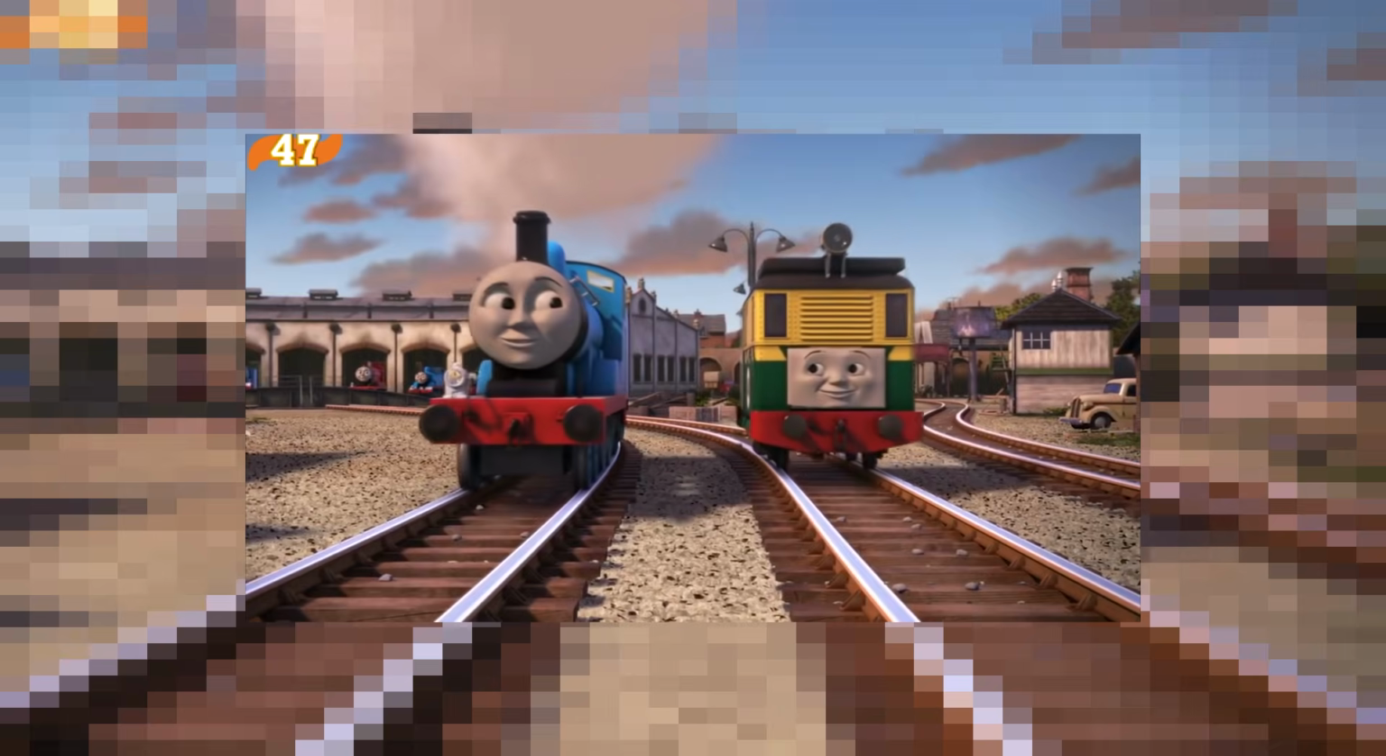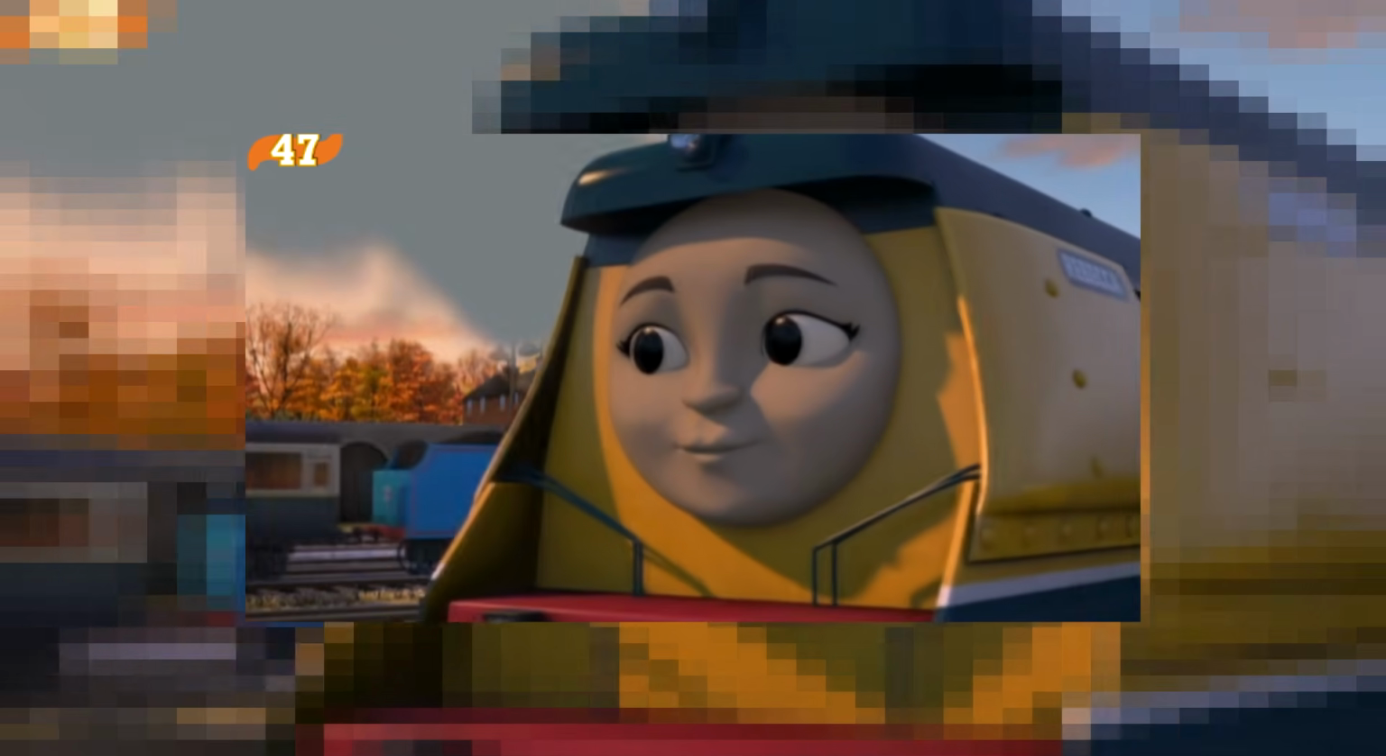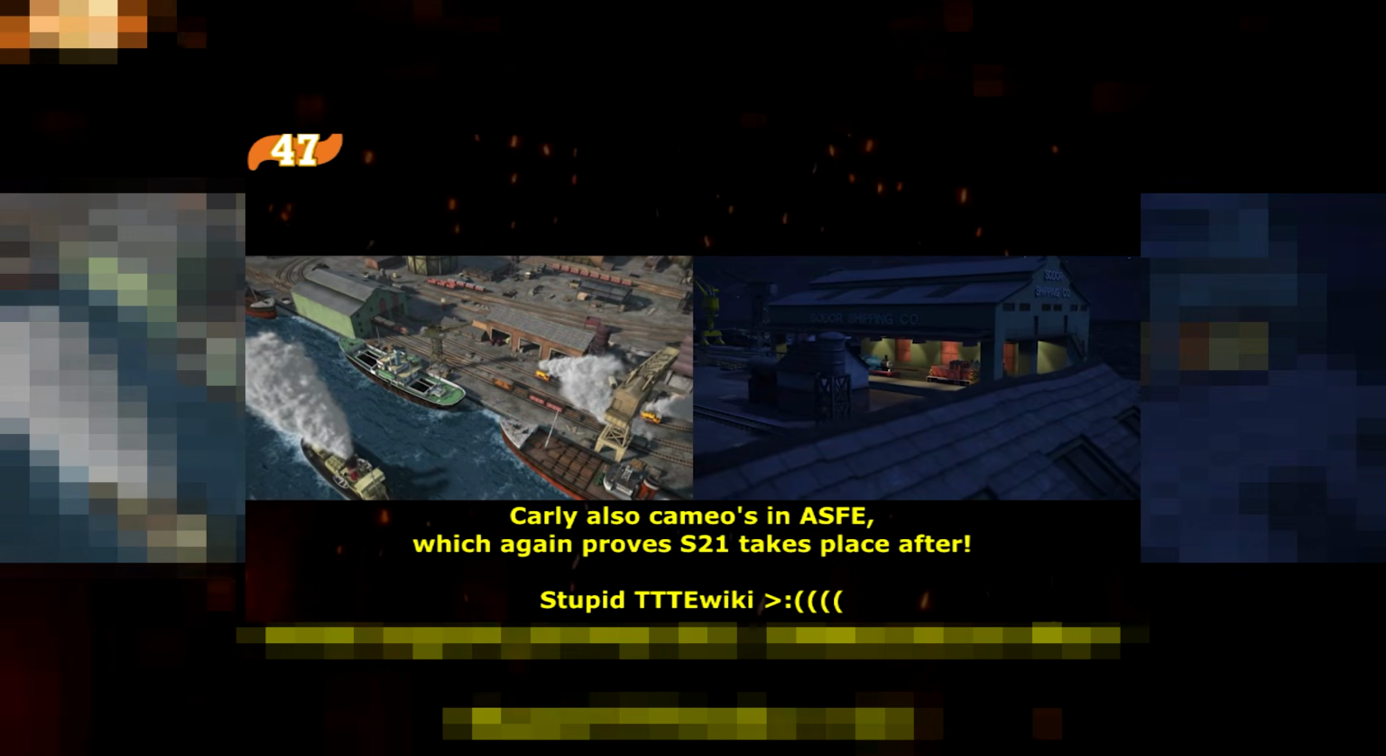Edward is seen here at Tidmouth Sheds, which again proves that Journey Beyond Sodor more than likely takes place before Series 21. Rebecca was meant to join the Steam team in Series 21, not to mention that Carly and the gantry track are not there. This is the first appearance of Vickerstown Yard in the CGI series.